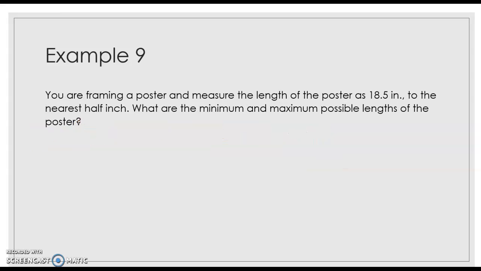All right, next one. You are framing a poster and measure the length of a poster as 18.5 inches to the nearest ½ inch. What are the minimum and maximum possible lengths of the poster? All right, so when we're talking about possible error, the greatest possible error is half of what you've measured to.